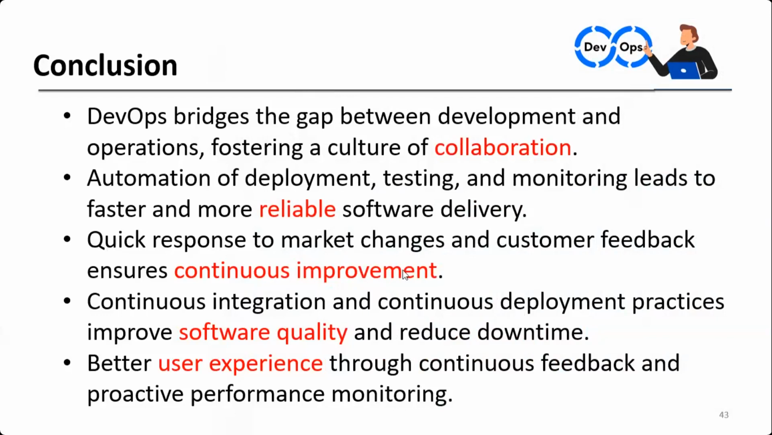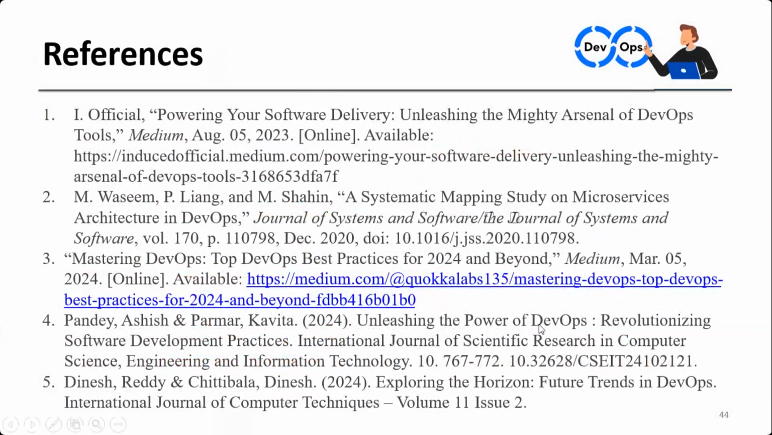and the customer feedback will ensure the continuous improvement of software, higher quality, whereby continuous integration and continuous deployment practices improve the software quality and reduce the downtime. And customer satisfaction is really important for a better user experience through continuous feedback and proactive performance, as well as the monitoring. And from here, we end the topic on DevOps.